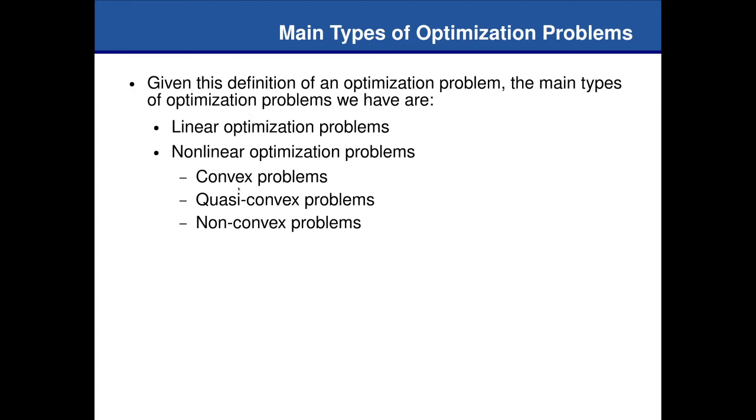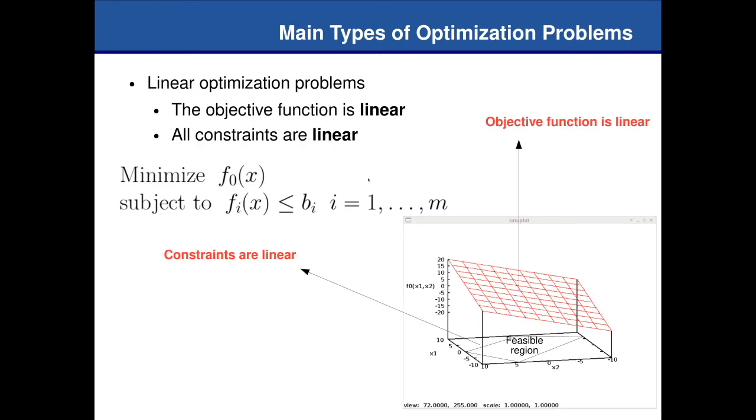However, you can have some other types of problems in which I've got some quasi-convexity or a completely non-convex optimization problem. So at this point, we are just going to take a look at those types and be aware of the possibilities, okay? This is a linear optimization problem.